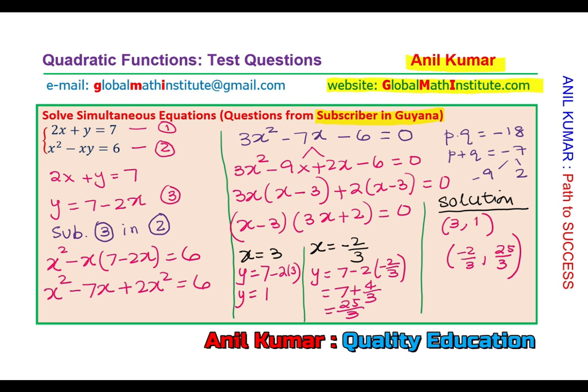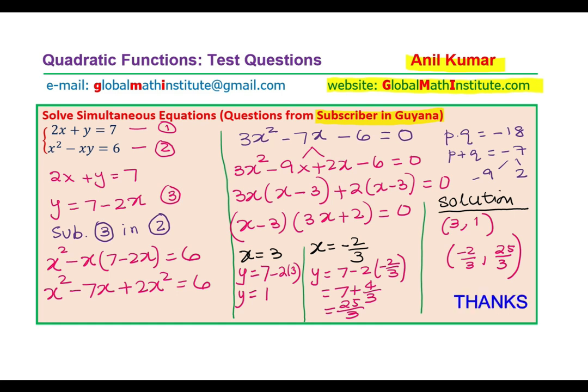You get the idea, right? So we have two different solutions here, which are 3, 1 and minus 2 over 3, 25 over 3. Now, it could be a good practice, if you have time, to check your answers using the second equation, right?